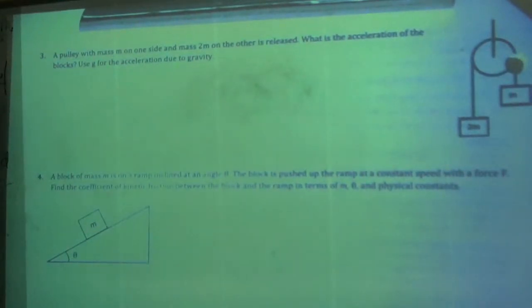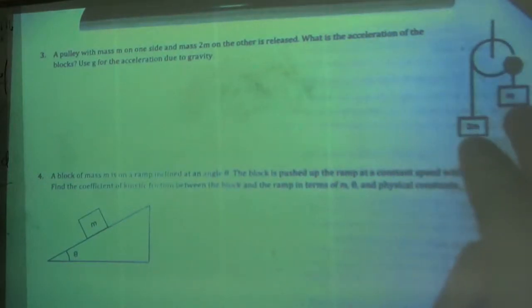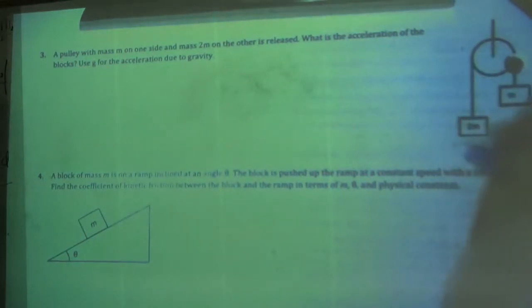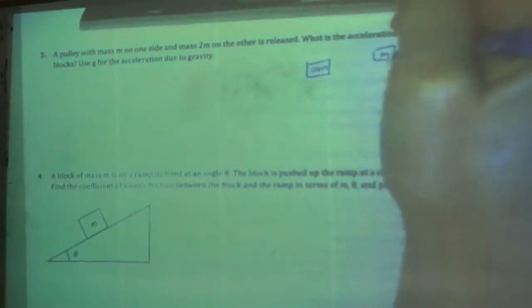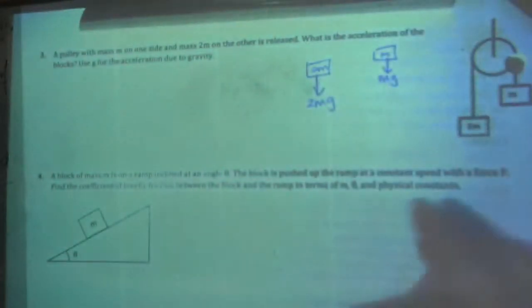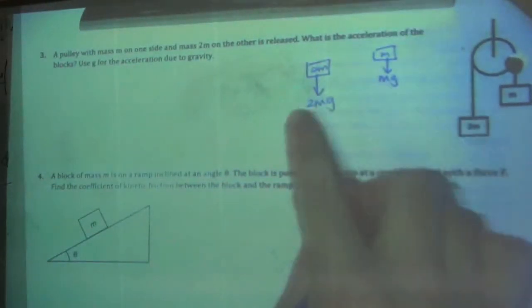For number 3 from Friday's packet, we have two masses hanging on a pulley, and we want to find the acceleration of the block. So I'm going to draw a free body diagram for each of these. I've got the 2m block, and I've got the m block, both of which will have a force of gravity. This one's force of gravity will just be mg. This one will be a bigger force of gravity. It'll be 2mg. And it's still mass times gravity, it's just that this one has a mass of 2m.